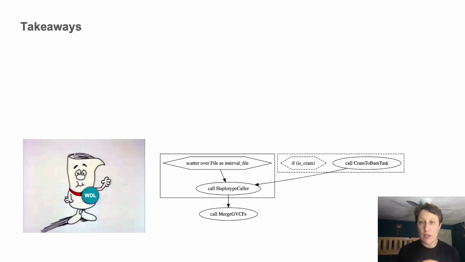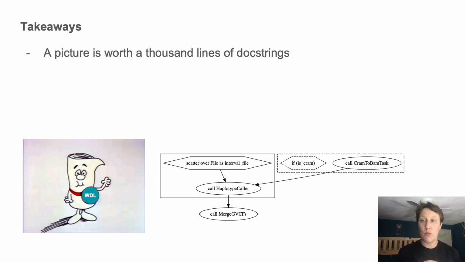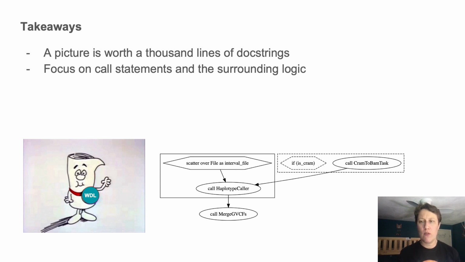I'll leave you with a few takeaways and some links to learn more. First, a picture is worth 1,000 lines of doc strings, so make sure you generate that graph diagram. When you're connecting the code to the picture, focus on call statements and surrounding logic first. Ignore everything else up until the moment where you can't ignore it anymore. Watch out for conditionals, since they introduce complexity in all sorts of ways.